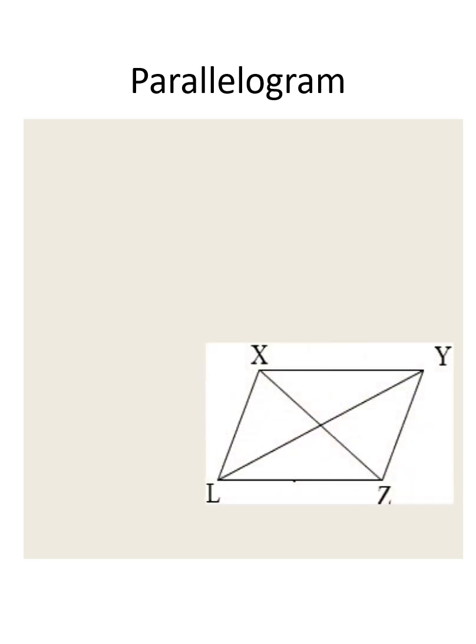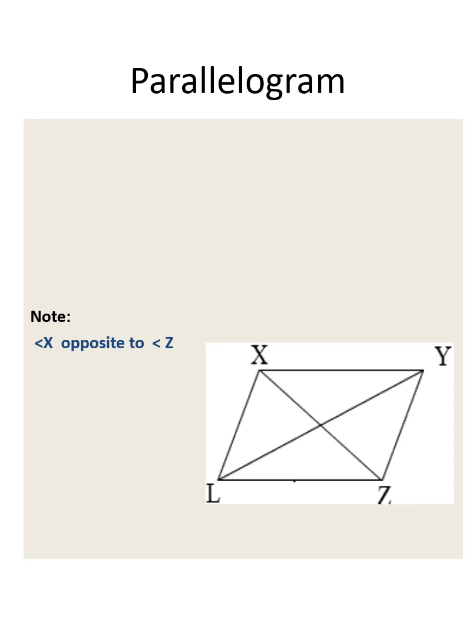The parallelogram has its two opposite sides equal and parallel. What is the meaning of opposite? Side XY is opposite to LZ. XL is opposite to YZ. Opposite means in front of. Angle X is opposite to angle Z. Angle Y is opposite to angle L.